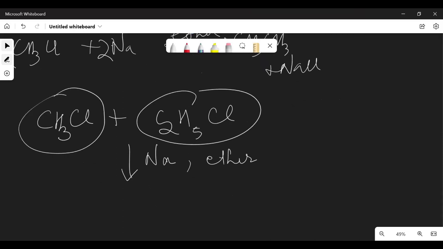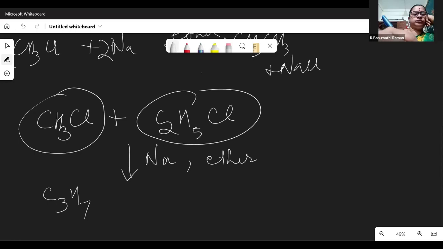Here also that odd number alkane, propane, has to form. We can get C3H8 here. Then, any other possibility coming in?